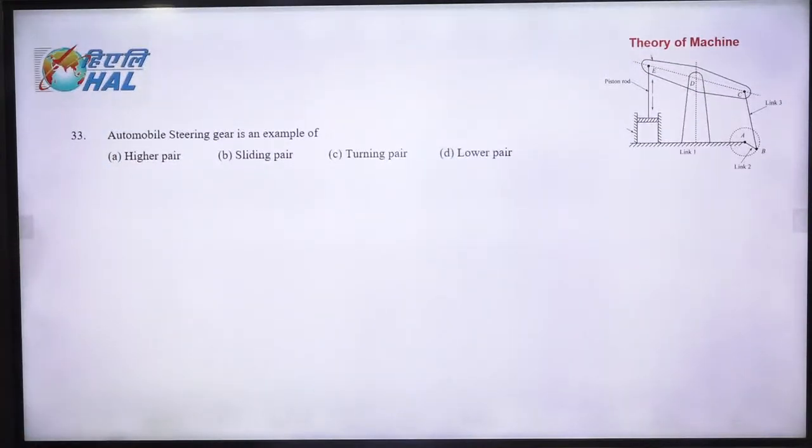Automobile steering gear is an example of which of the following pairs?